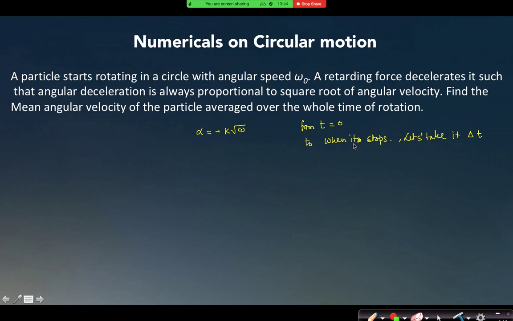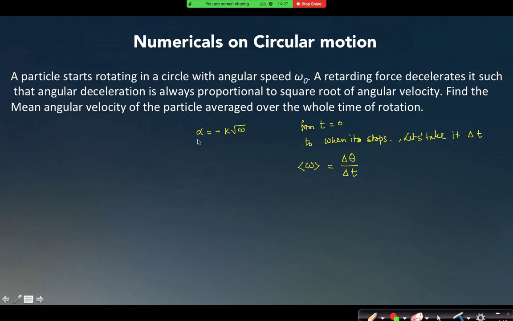Then according to our understanding, what is the mean angular velocity? Just as we have studied in linear motion, can you find the equation of mean angular velocity, or the average angular velocity? Delta theta by delta t. It is the angular displacement divided by the time taken. Yes. So that I have to find. I have only one equation, alpha equal to minus k root omega. So I will first calculate the time delta t, then I will calculate delta theta.